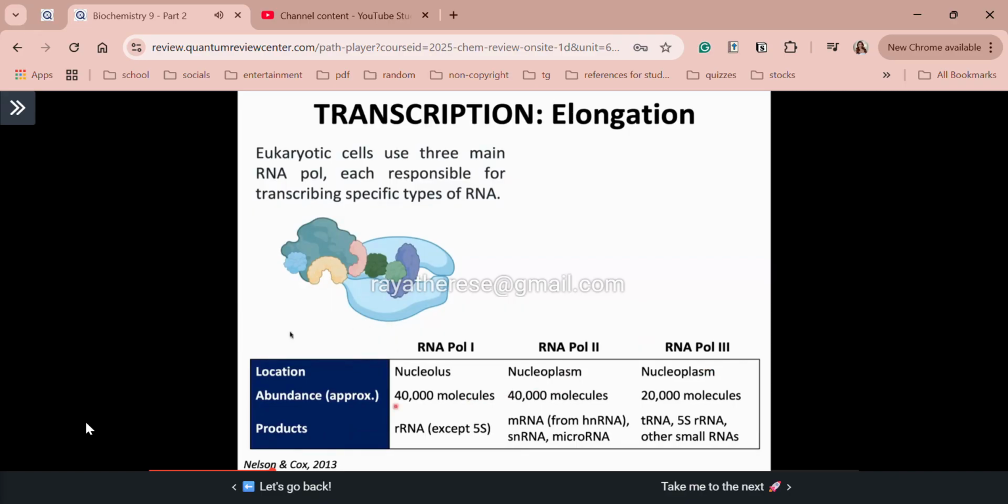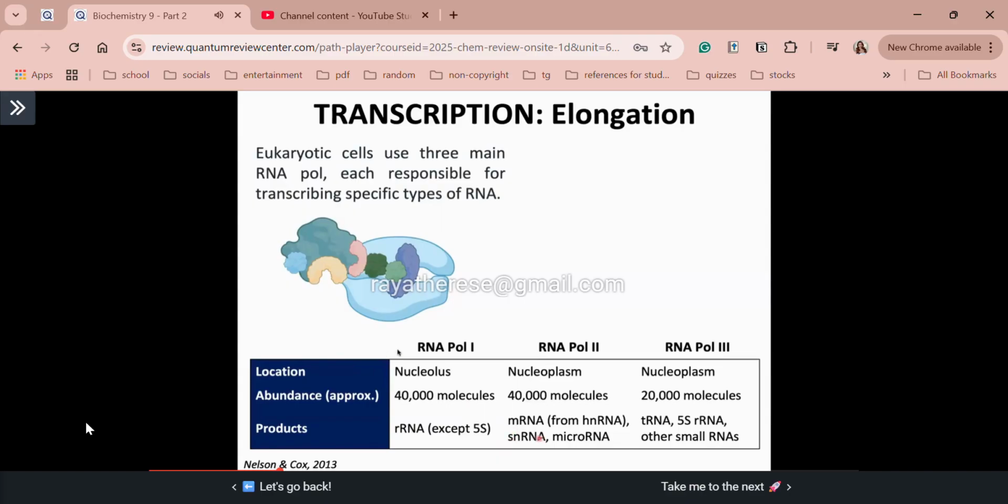All right, for the abundance, of course, that's around 20 to 40,000 inside the nucleus. That's why very quick or rapid ang elongation step because of the availability of these polymerases. And for the products, I would like to emphasize for pol 1, mainly responsible for the synthesis of rRNA or ribosomal RNA, except the 5S subunit. For pol 2, class, generally, all of these are very important for the production ng mRNA. Remember, hnRNA is your heterogeneous nuclear RNA, which is the unprocessed or newly made RNA. So of course, upon post-transcriptional modification, we will yield mRNA.